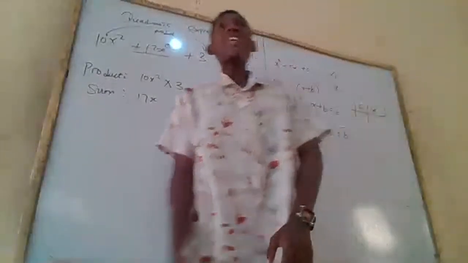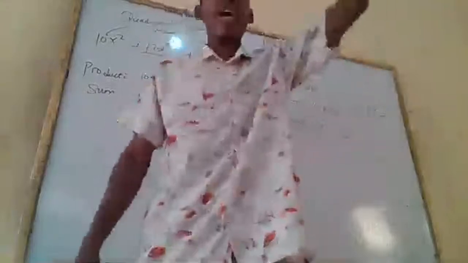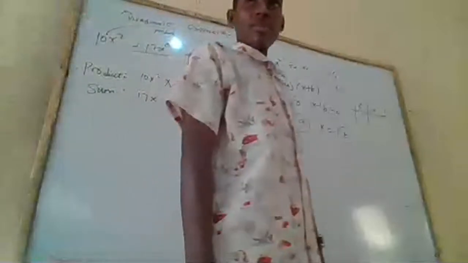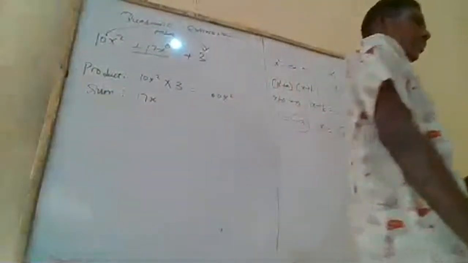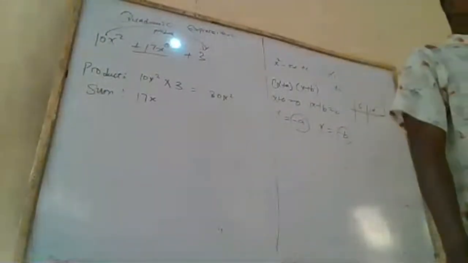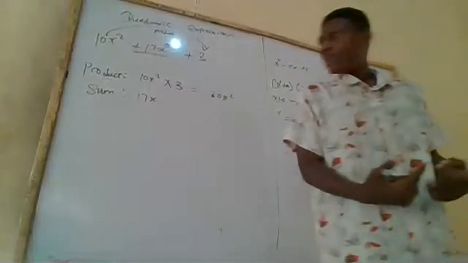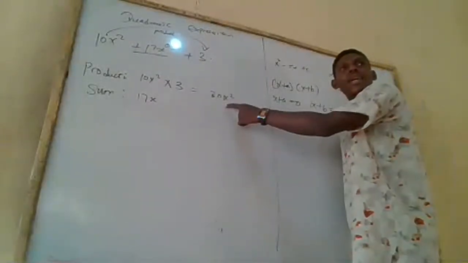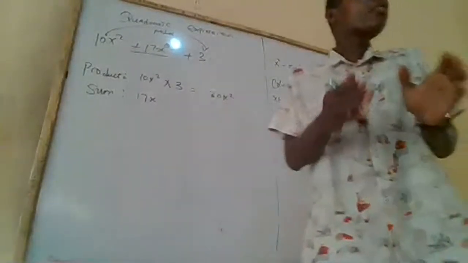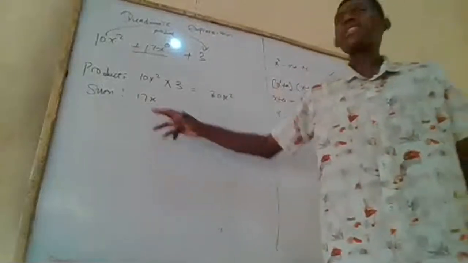Yes. So because the highest degree, that is the highest power of x here, is 2, how many factors am I going to get? 2 factors. So what does this mean? That means I need 2 numbers that if I multiply them together, I'm going to get 30x squared. And if I sum them together, I'm going to get 17x.